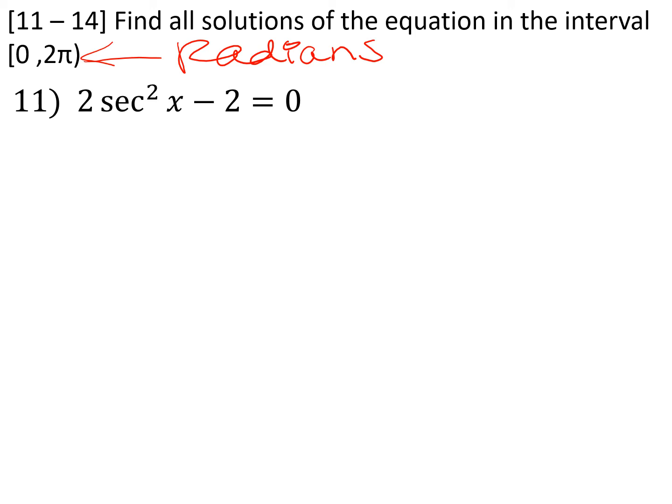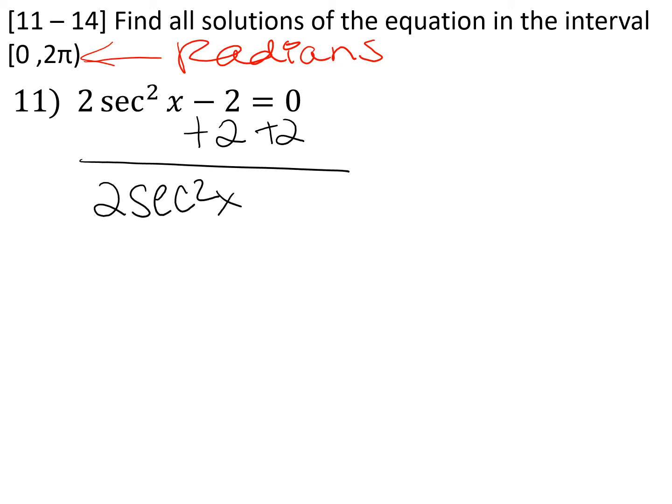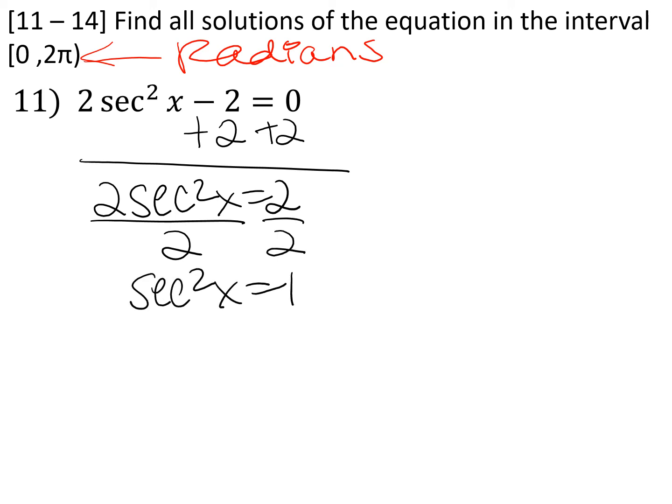Okay, so change my pen color here. I'm still going to isolate. I'm going to add my 2 to both sides. I get 2 secant squared x equals 2. Divide both sides by 2. I get secant squared x equals 1. And then when I square root both sides, I get secant x equals positive or negative 1.